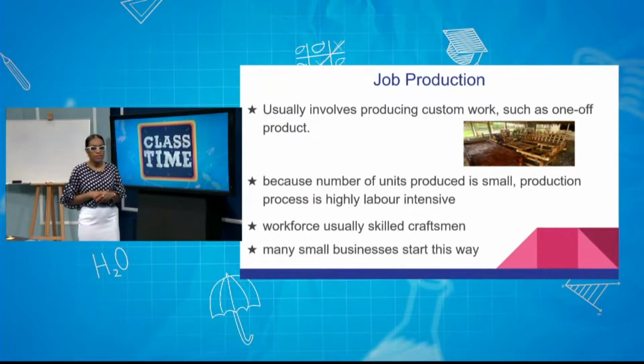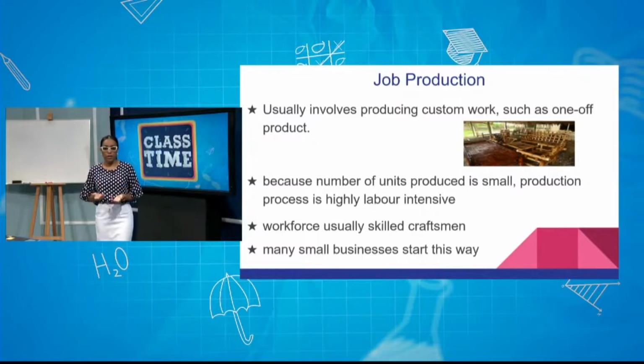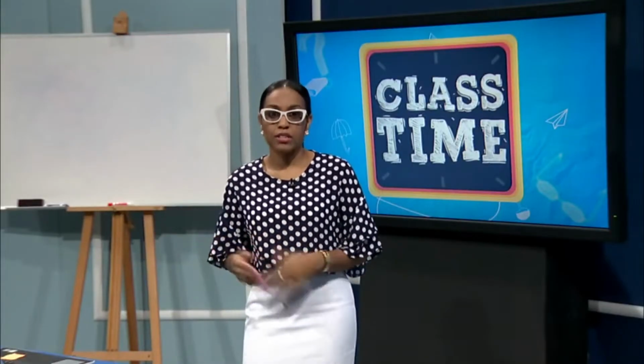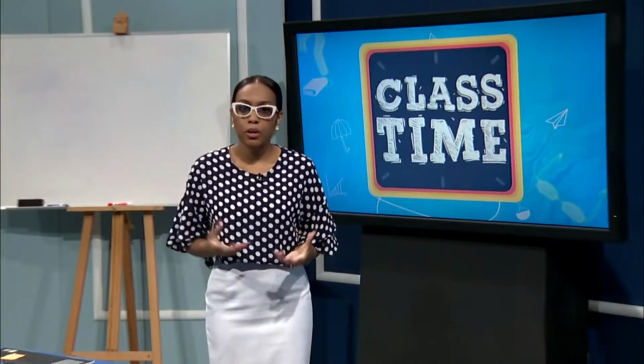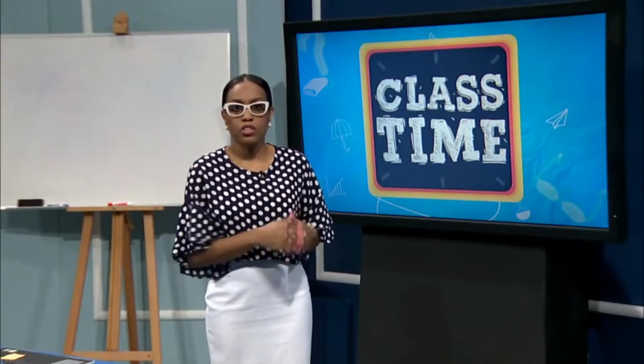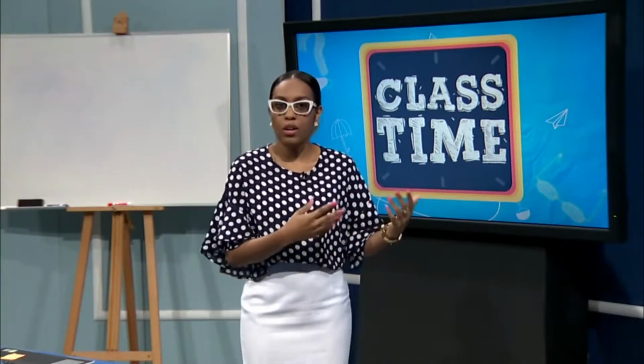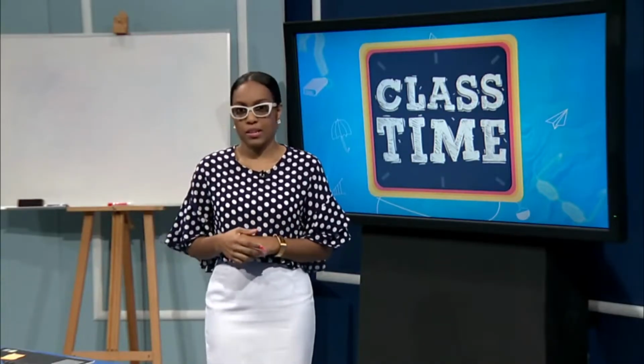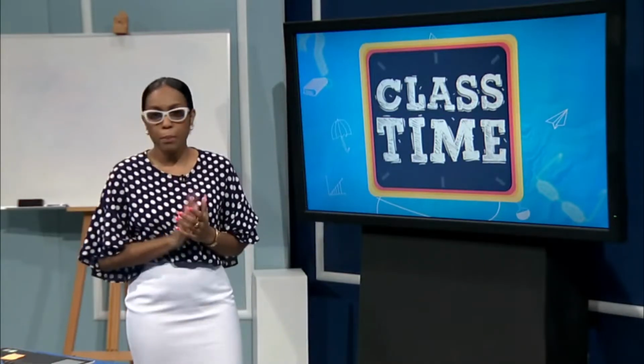Many small businesses start this way. You can look at a lot of different large organizations, like let us look at Coca-Cola, for example. They never started as batch, right? So a lot of these big companies started off small, just doing a one-off product, and then after, they would have ventured into something else. All right, so that's for job production.